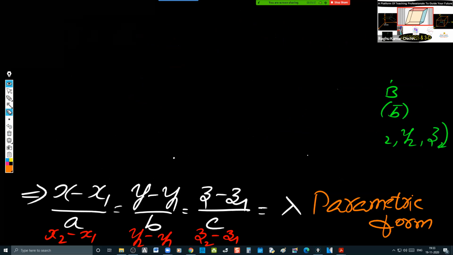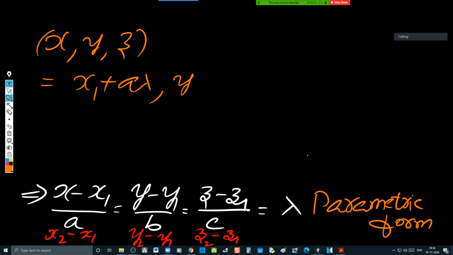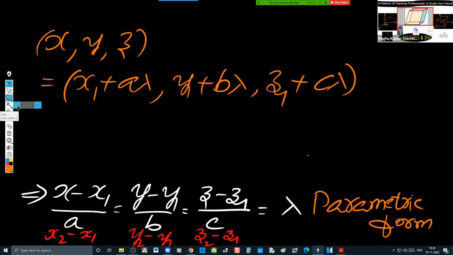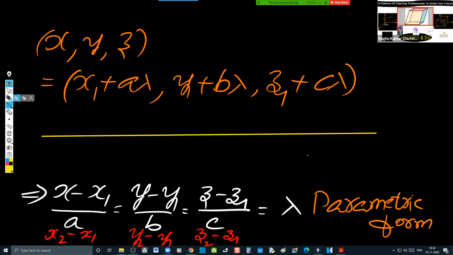Come on, tell me now, what is xyz from this one? x1 plus a lambda. Pranit and Kaushik. y1 plus b lambda. z1 plus c lambda. What is the importance of this? Yes, there is a lot of importance for this, because if you take a line, this represents every point and any point on the line.